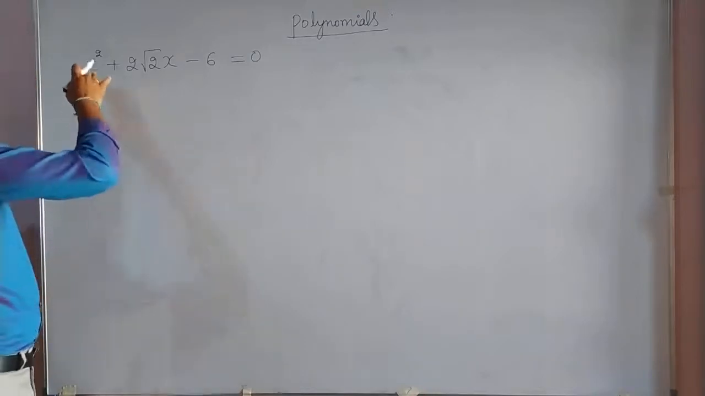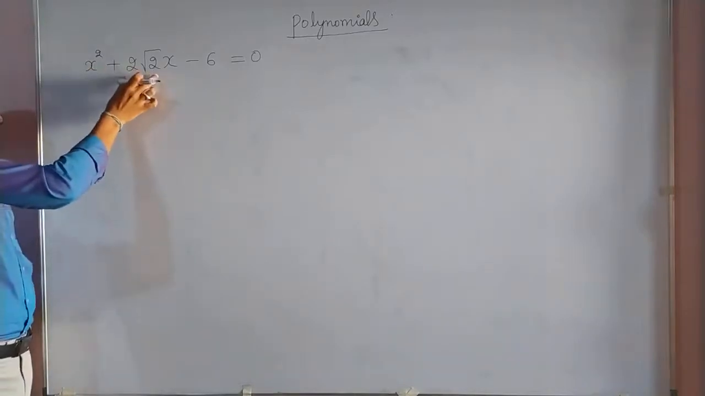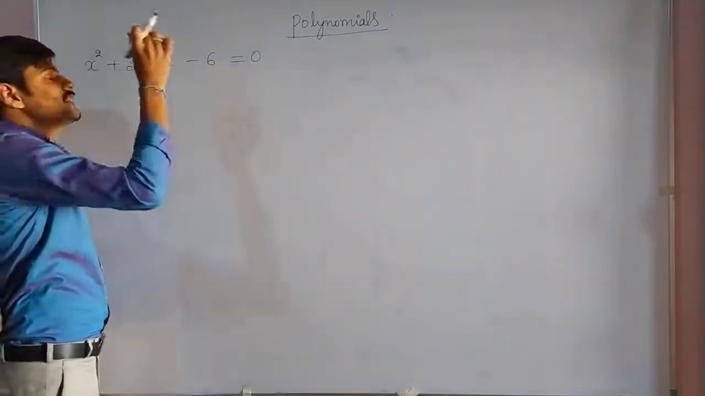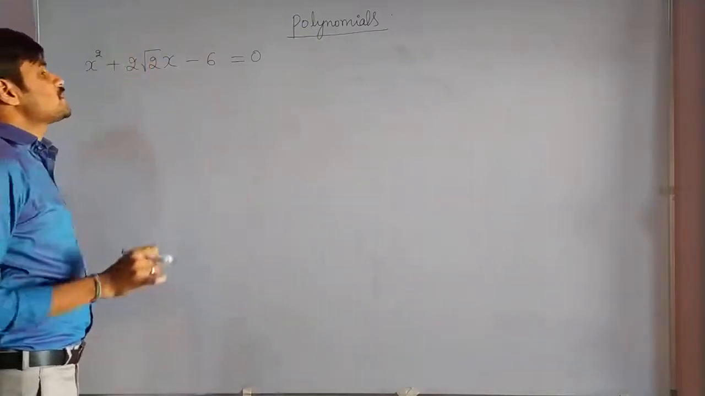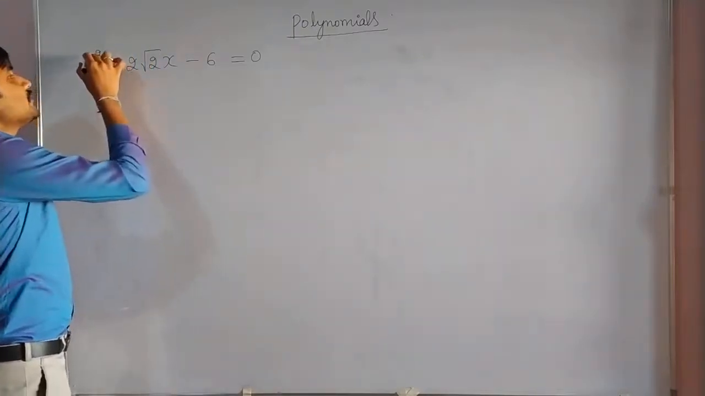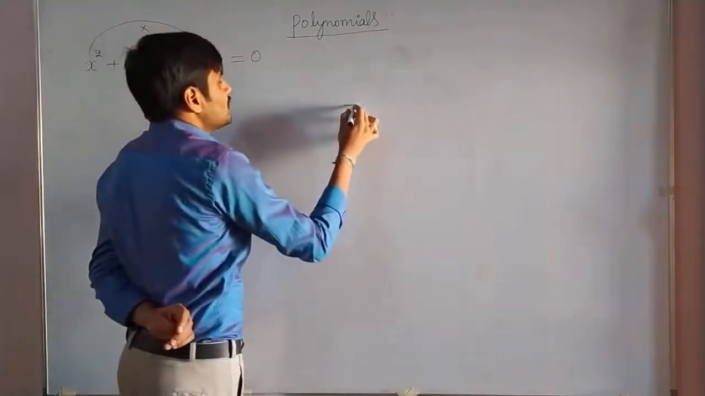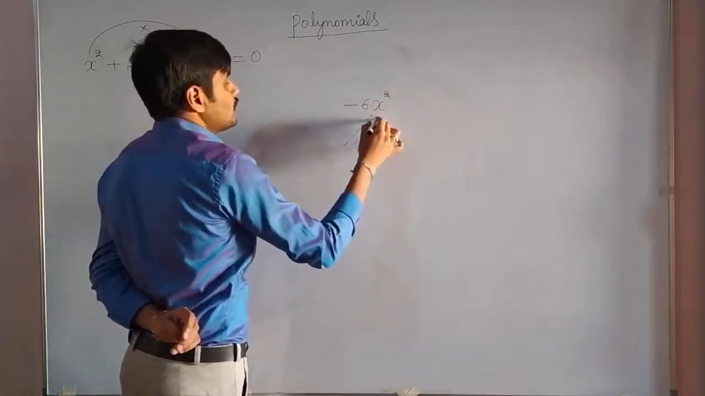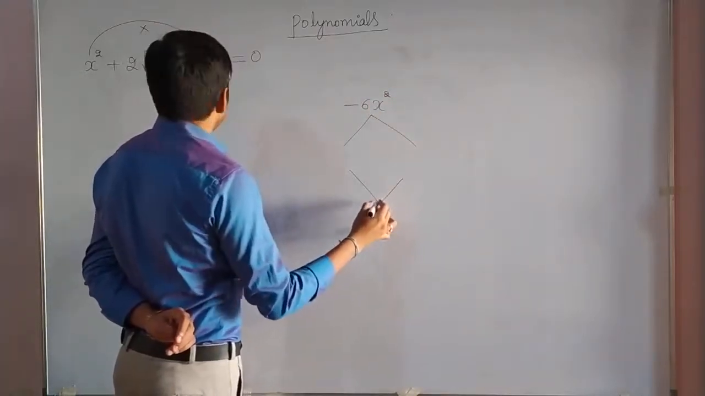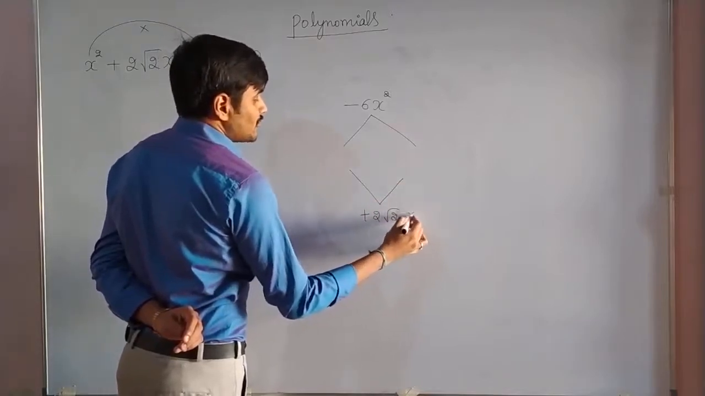Now as it is, the highest power of the variable is 2 here. So a value is 1, b value is plus 2 root 2 and c value is minus 6. Now let us go for splitting the middle term. If you multiply the first and last term, you will get minus 6x square. What is the middle term here? Middle term is plus 2 root 2 x.